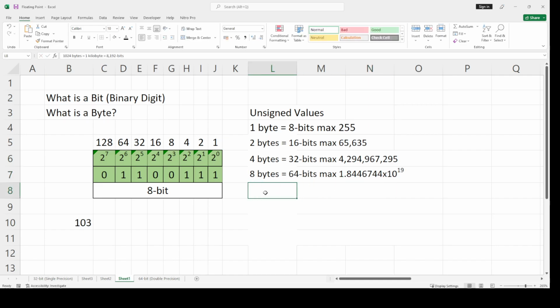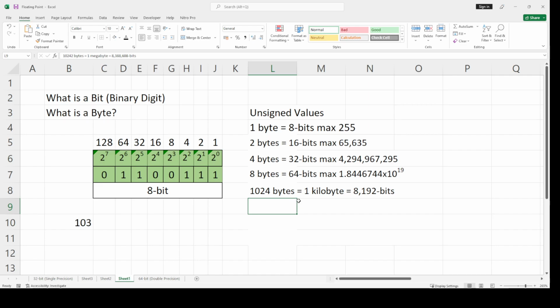So next, how about kilobytes, sir? A kilobyte is not exactly 1,000 bytes. As you can see here, 1 byte, 2 bytes, 4 bytes, 8 bytes, we always double the numbers. So 1,000, we cannot find in a computer system. Instead, 1 kilobyte is equivalent to 1,024 bytes. Therefore, 1 kilobyte, or 1,024 bytes, is equivalent to 8,192 bits. That is 8 times 1,024.